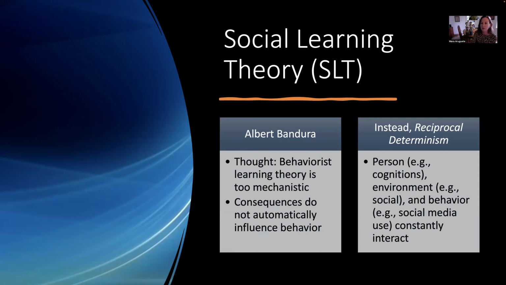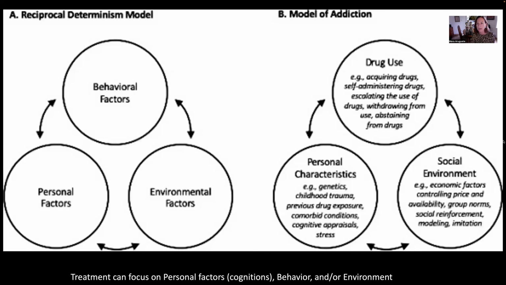So let's take a look at how those would interact in the case of addiction. So again, you have these personal factors, environmental factors, and behavioral factors, and we've got those on the left there. And so let's look at how those work together. So a personal characteristic might be, for example, genetics, right? That make you more susceptible to using drugs or alcohol, let's say.